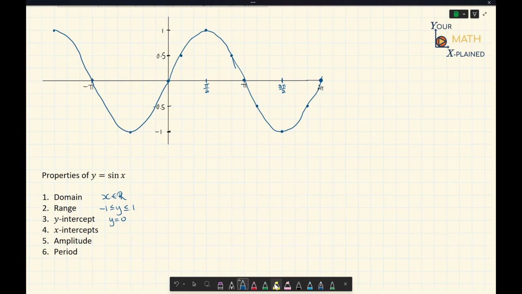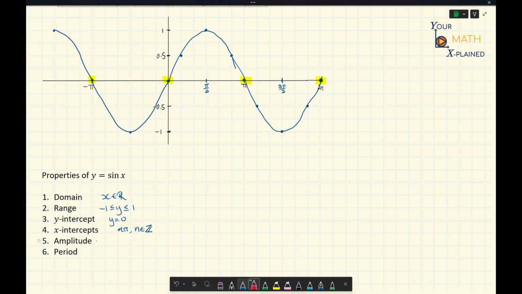Now the x-intercepts from our graph, we can see we have -pi, 0, pi, and 2 pi. However, that's because we've only drawn the graph in the segment. We've said that the domain for the function y is equal to sine x is all real numbers, which means that this pattern is going to continue on forever. And from what we've drawn so far, we can see that it's going to cross the x-axis at every multiple of pi. So therefore, we can write our x-intercept as n times pi, where n is an element of the integers.